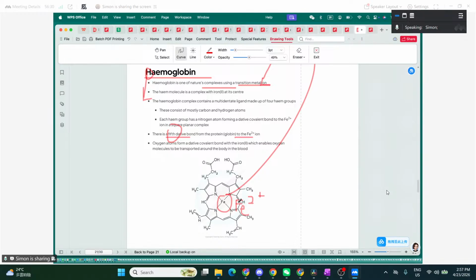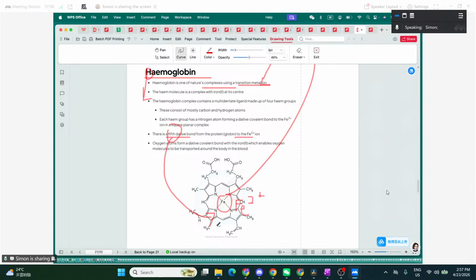According to the graph, in the structure it only forms the four dative covalent bonds with the nitrogen atoms from the heme group, in the square planar arrangement. The fifth dative bond is formed when the protein part donates.